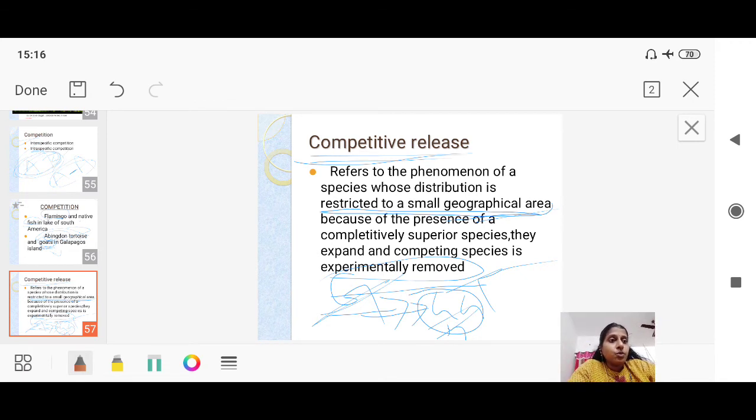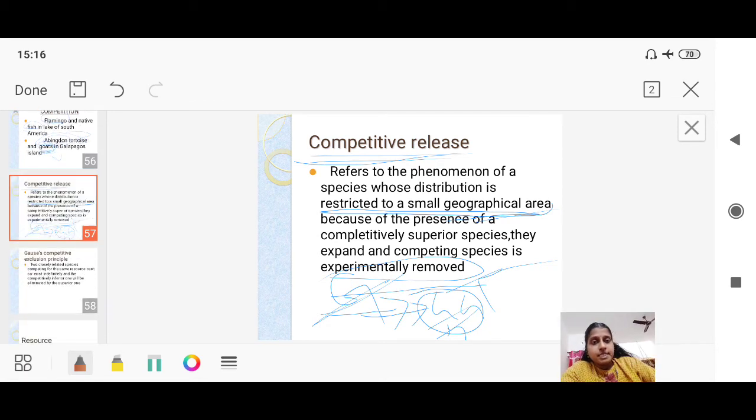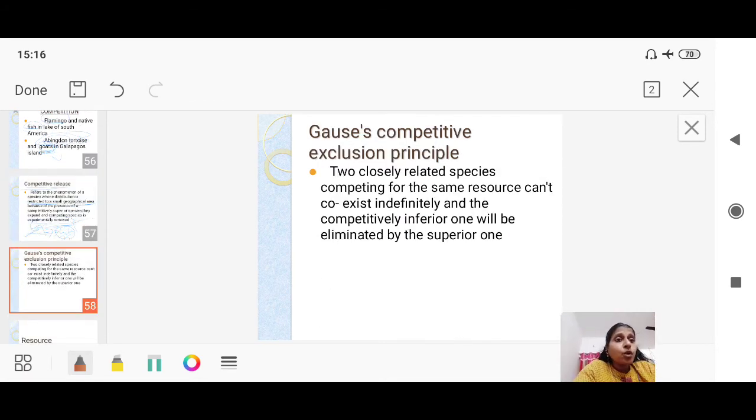Once some get into a population, they start eating up all the substances over there, and thereafter the natural varieties cannot sustain there. Invasive. Okay, so these are all examples of what? Competitive release.